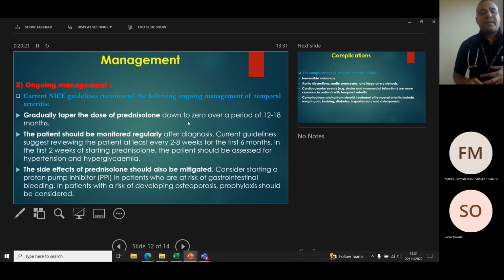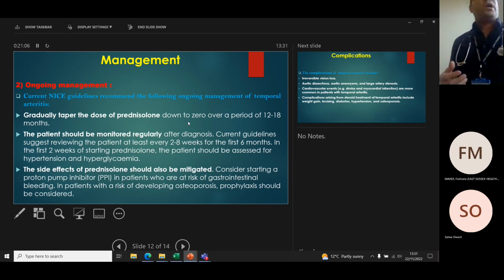Number 2 is to monitor the patient. What to monitor? The patient should be seen every 2 to 8 weeks for the first 6 months, regularly, to check for improvement of the symptoms and also for complications of long-term steroid. We know that steroid in the long term can cause complications like weight gain, stretch marks, hypertension, hyperglycemia, and osteoporosis. Of course, you have to monitor the side effects and complications of prednisolone in the long term. Prednisolone for 1 year, 1.5 years might have a lot of complications. That's why it should be monitored.